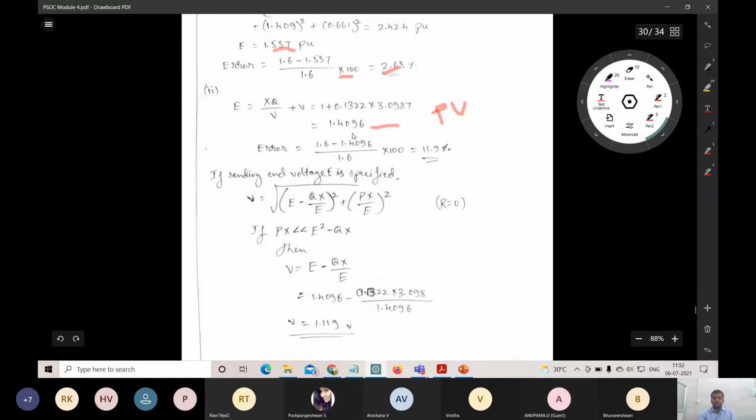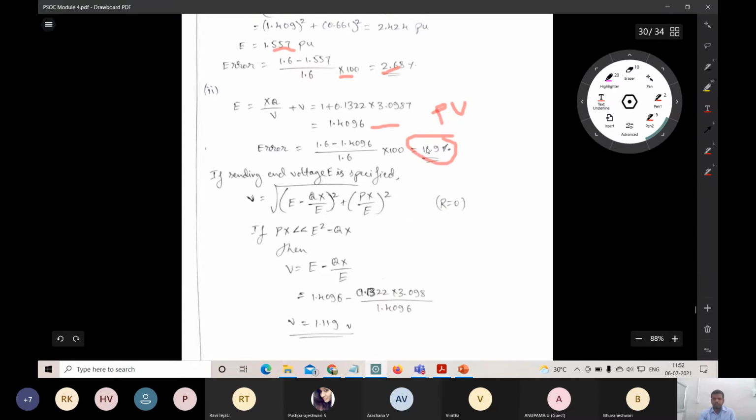Sorry, it is not 11.9. I think it's 1.9. There is a mistake. Okay, take care of these things. Print mistake, it's not a print mistake, it's a writing mistake.